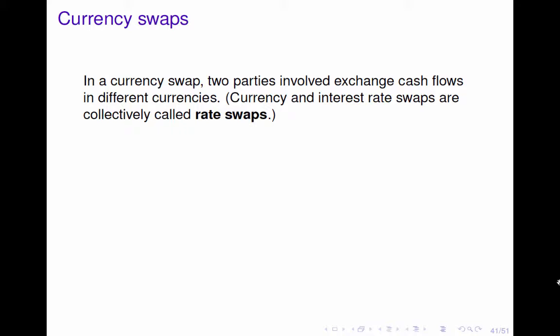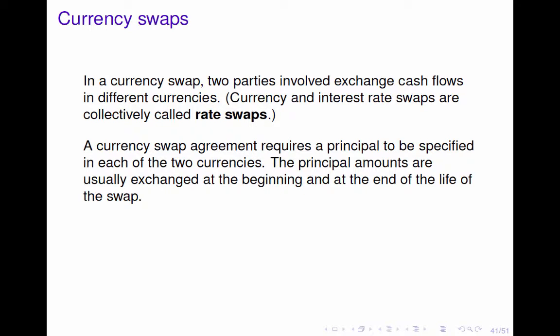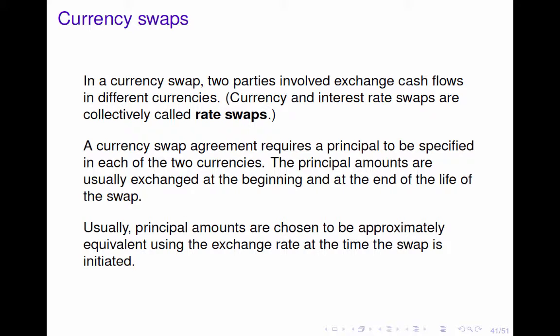In a currency swap, two parties involved exchange cash flows in different currencies. A currency swap agreement requires a principal to be specified in each of the two currencies. The principal amounts are usually exchanged at both the beginning and the end of the life of the swap. Usually, principal amounts are chosen to be approximately equivalent using the exchange rate at the time the swap is initiated.